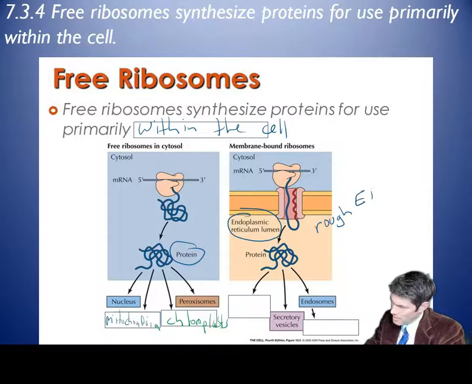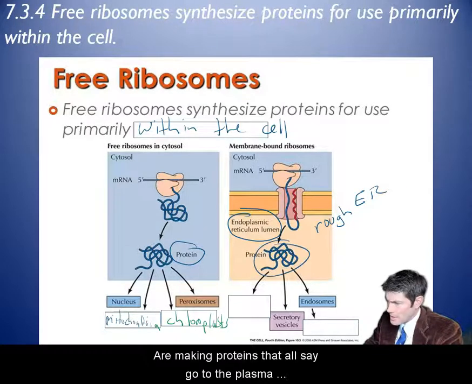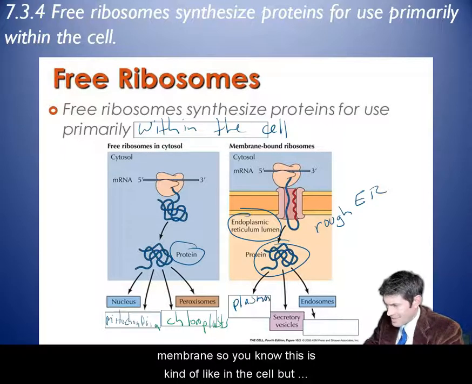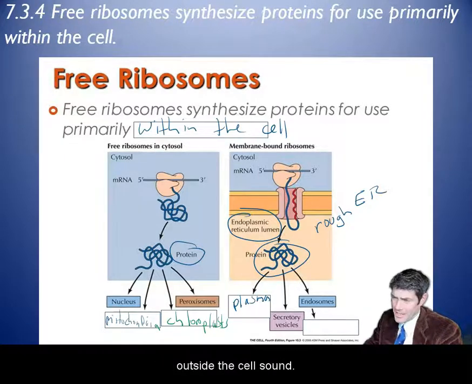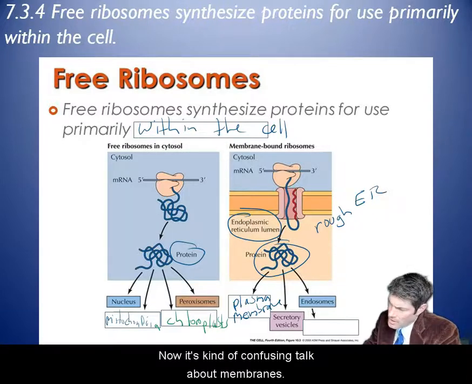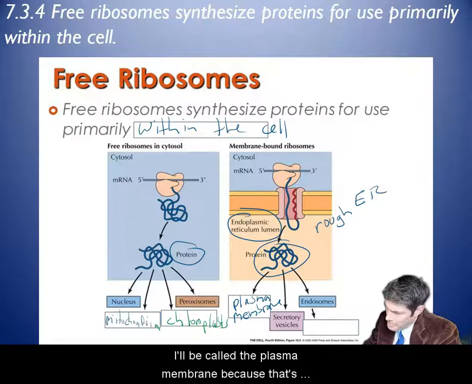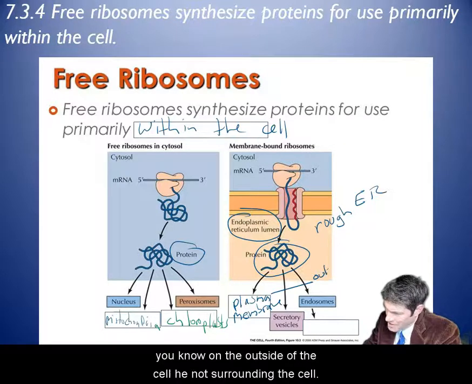Rough ER. And these are making proteins that'll say go to the plasma membrane. So it's kind of like in the cell, but outside the cell. It's on the outside membrane. Now it's kind of confusing when we talk about membranes. Plasma membrane is a membrane. We call it the plasma membrane because that's on the outside of the cell. That's surrounding the cell.